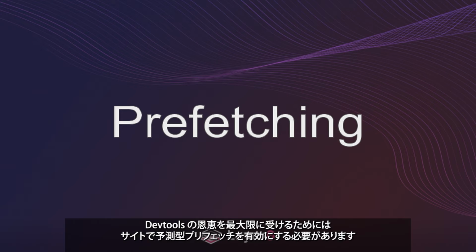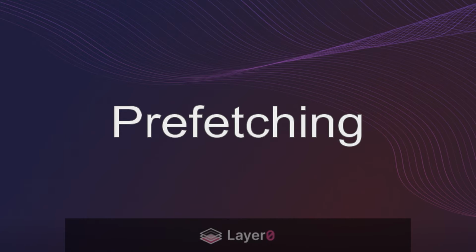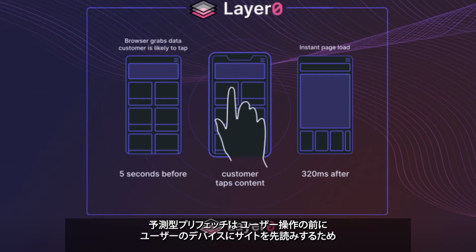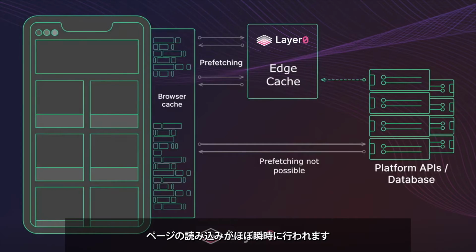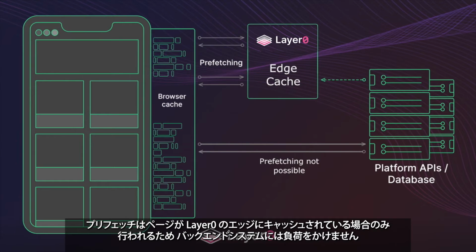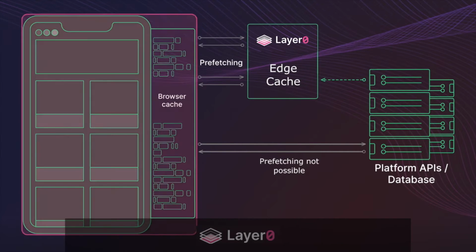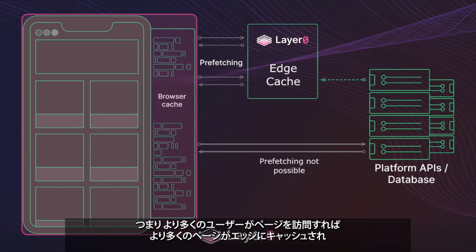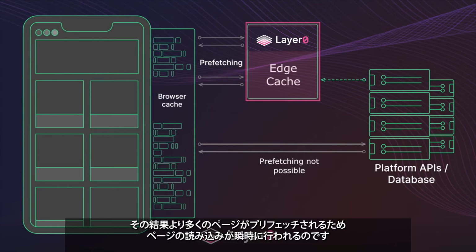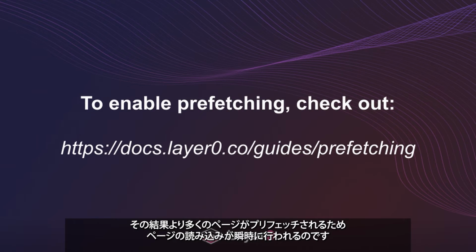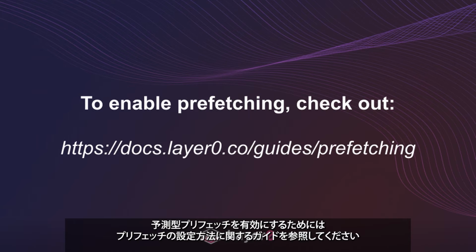To get the full benefit of Devtools, you should enable prefetching on your site. Prefetching essentially allows your site's pages to be prefetched to the user's device before the user initiates the navigation, which results in near instantaneous page loads. And this doesn't add any load to your backend system because pages are only prefetched if they are cached on the Layer0 edge. So you can imagine as more and more users are visiting your pages, more and more pages are getting cached on the edge, which means more and more pages get prefetched and they're loaded instantly. To enable prefetching, check out our guide on how to configure prefetching.